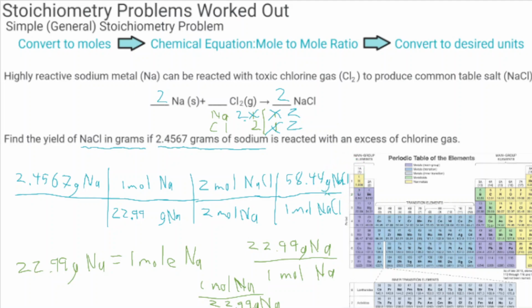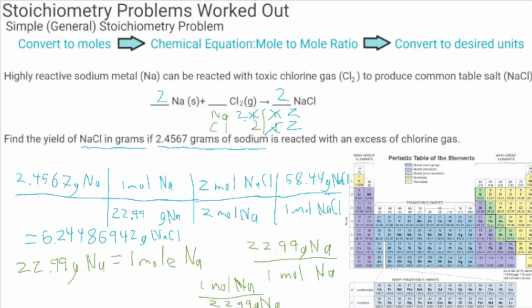Now we can multiply everything on top. So we'll do 2.4567 multiplied by 2, multiplied by 58.44. And then we'll divide by everything on the bottom. So then we'll divide that by 22.99 and then divide it by 2. So if we do all that, that will equal 6.2448692 grams of sodium chloride.